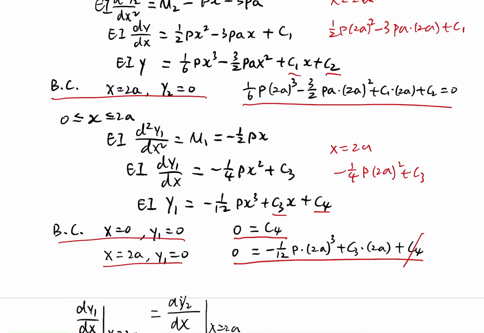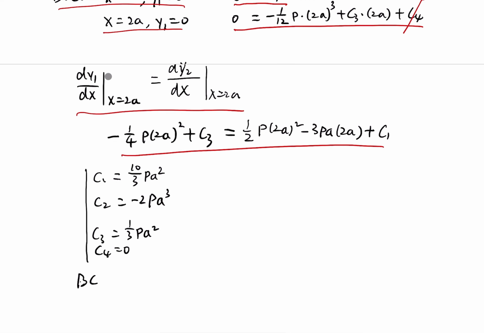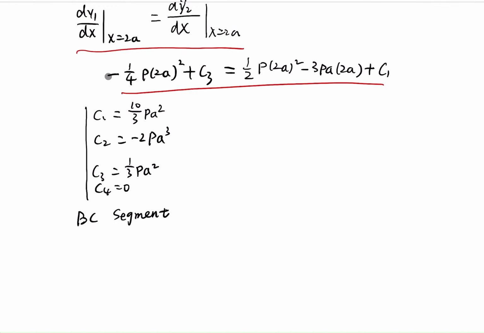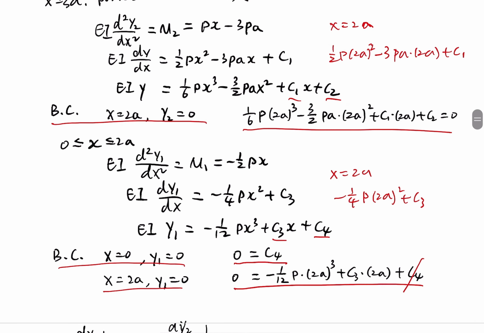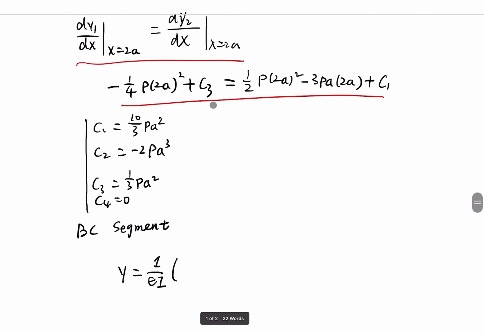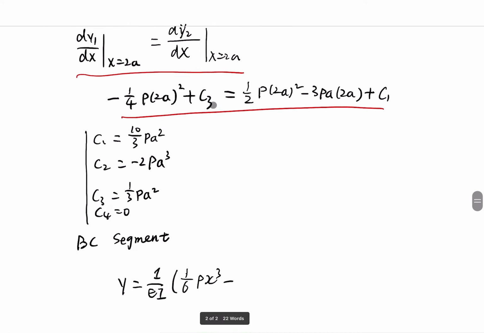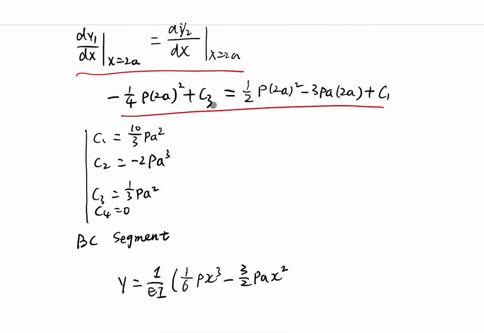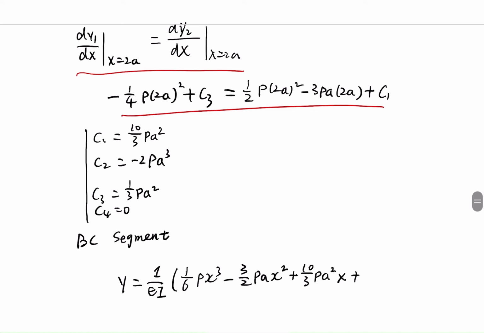So after we plug in C1 and C2, for the beam segment BC, the deflection equation will be y equals 1 over EI times 1 over 6 px cubed, negative 3 over 2 pax squared, plus c1x, plus c2. C2 is showing here.